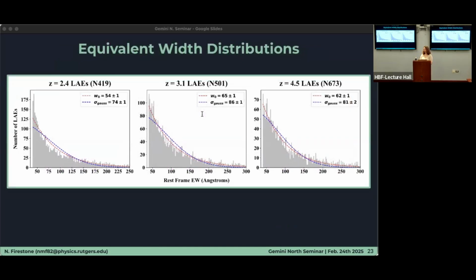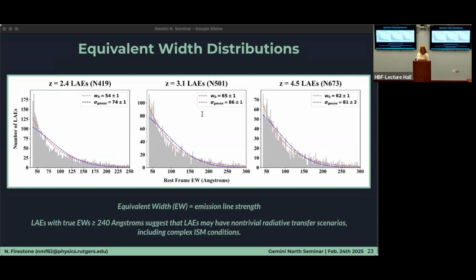One of the other analyses that we decided to do with our sample is look at the equivalent width distribution. So we can think of the equivalent width as the emission line strength. And based on our classical understanding of radiative transfer in LAEs, we would expect that no LAEs should exceed an equivalent width of 240 angstroms. But as you can see in these plots, we do have some LAEs that exceed that threshold. We did a lot of analysis to try to understand how real these might be. Hopefully we'll do some spectroscopic follow-up on them.